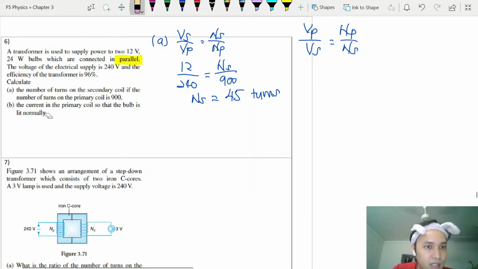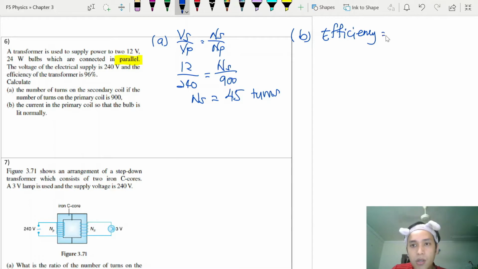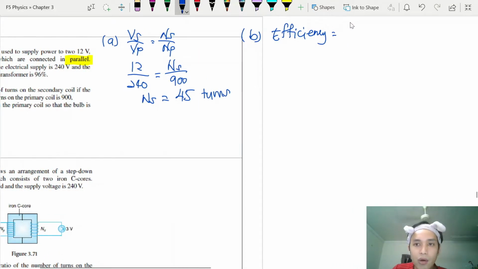Next one, calculate the current in the primary coil so that the bulb is lit normally. For the second one, since they already tell me the efficiency, I know I need to use the efficiency formula. So efficiency is power output over power input.